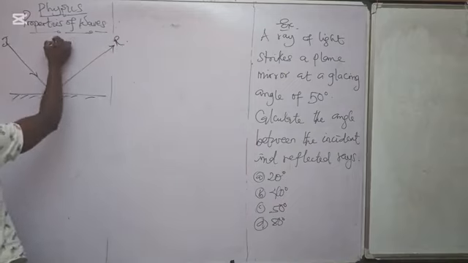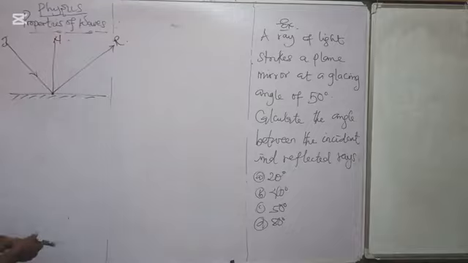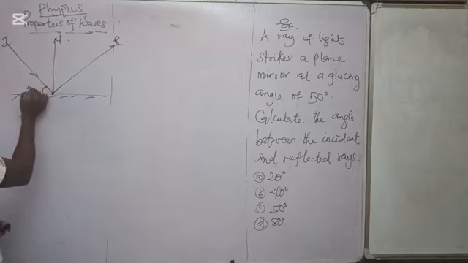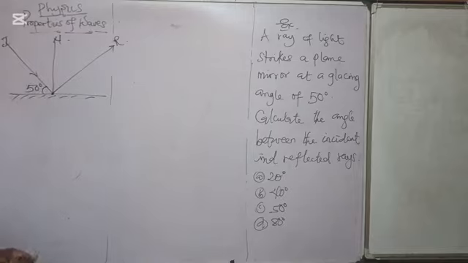Normally here it becomes the normal ray. Okay. So a ray of light strikes a plane mirror at a glancing angle of 50. So the glancing angle here is 50 degrees. That's the glancing angle. Now calculate the angle between the incident and the reflected ray.